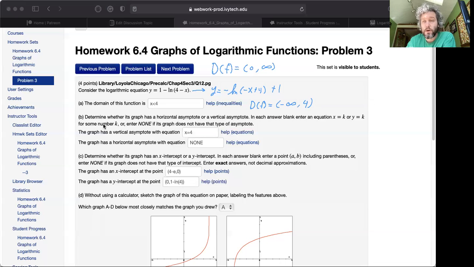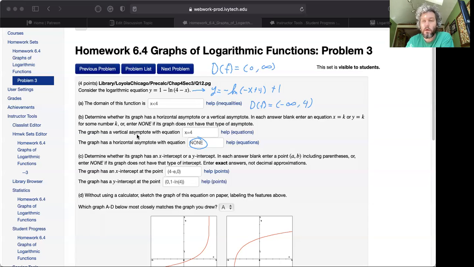The next part is to determine the horizontal asymptotes. Normally the horizontal asymptote of a logarithm function doesn't exist. And that is still the case for this. Even with the shifts and even with the reflection, that's still true. So there is not a horizontal asymptote, even though we have a vertical shift, vertical reflection, and horizontal reflection. We still don't have a horizontal asymptote.